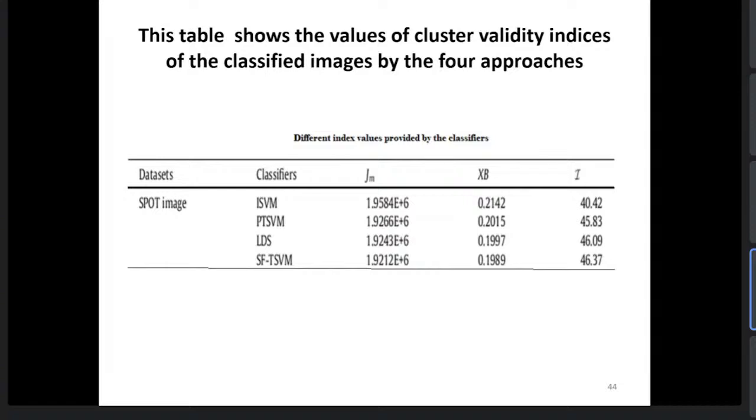Okay. Why have we used this? Because we have classified the R-level samples, so we cannot use accuracy because we don't have the labels. That is why there are some metrics that justify the performance of the algorithms, that measure the compactness of clustering and how well your algorithm separates the samples. That is the measure which is given by JM, XB, and I.